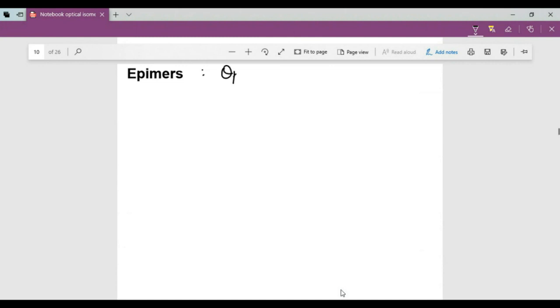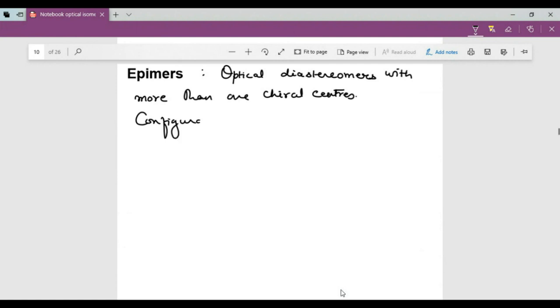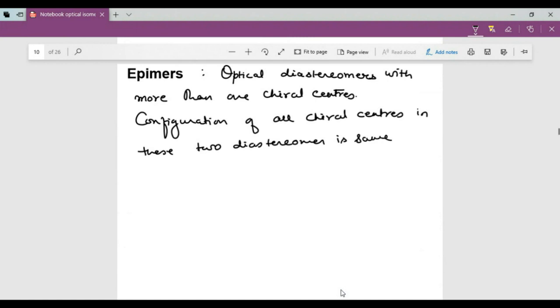Epimers. Epimers are optical diastereomers with more than one chiral center, where the configuration of all chiral centers in these two diastereomers is the same except at any one chiral center.